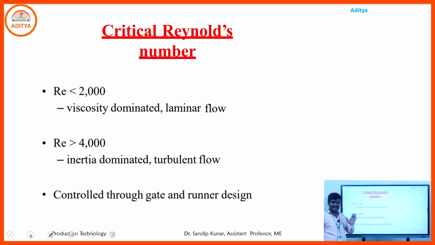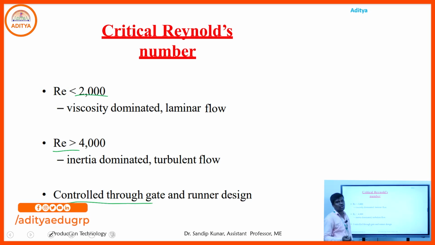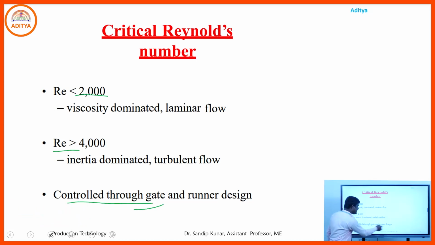So if the Reynolds number is less than 2000, it will be laminar flow, or it will maintain smooth flow. Okay, and if the Reynolds number is greater than 4000, it will be turbulent flow, and in between 2000 and 4000, that flow is the transition flow. Based on that we control the gate and runner design, meaning based on the flow of the liquid metal, we design the gate and runner of the gating system.